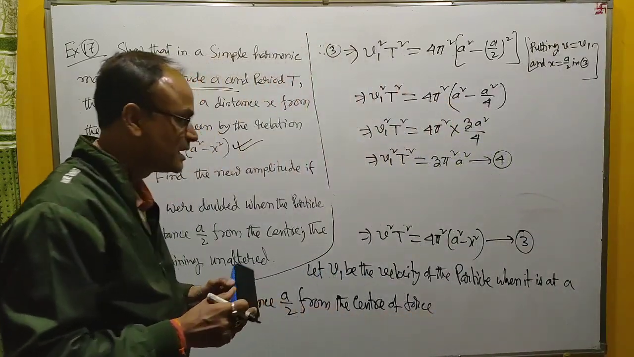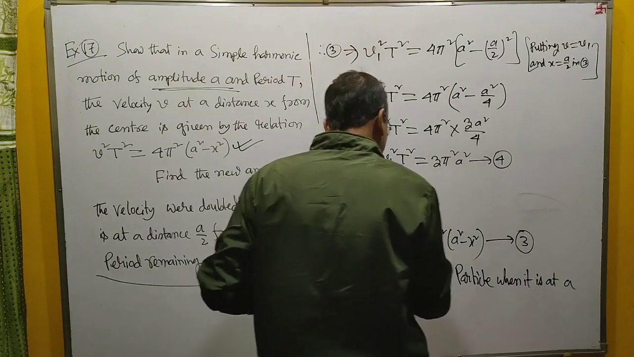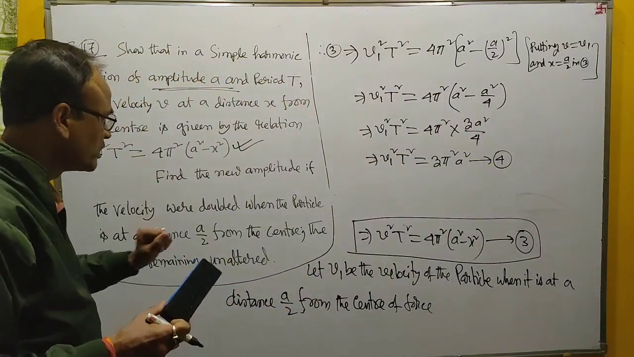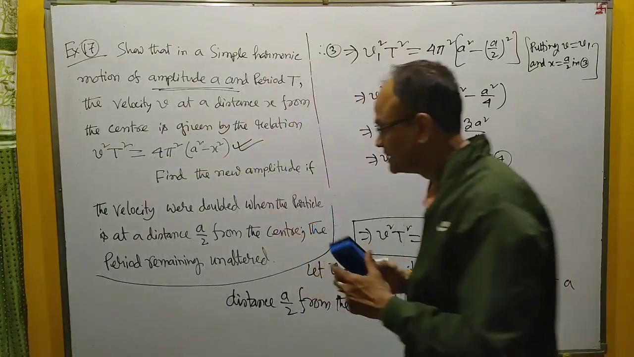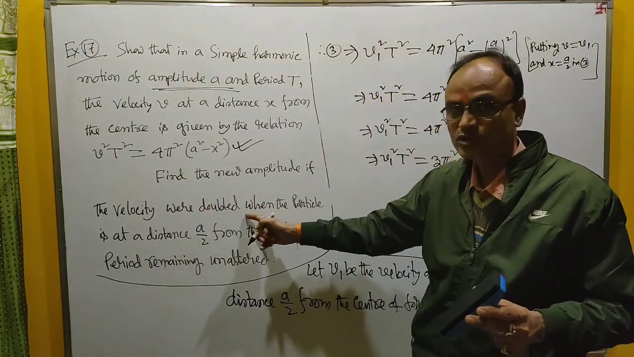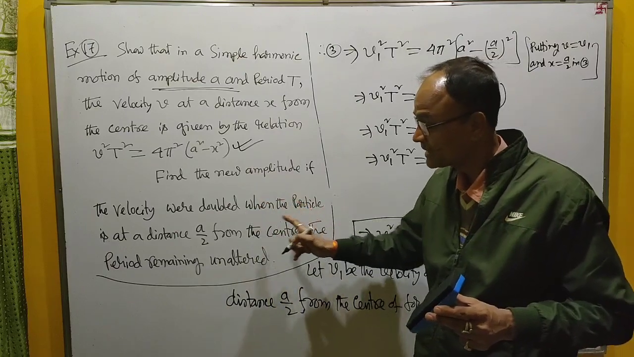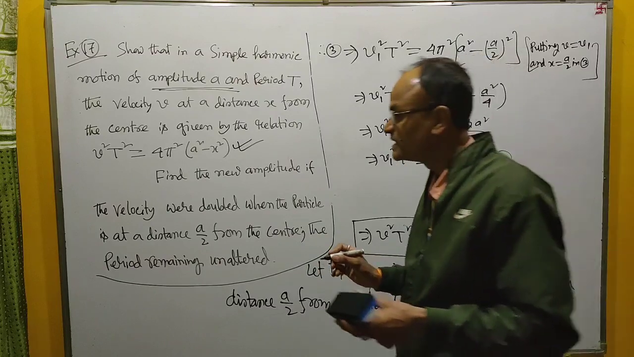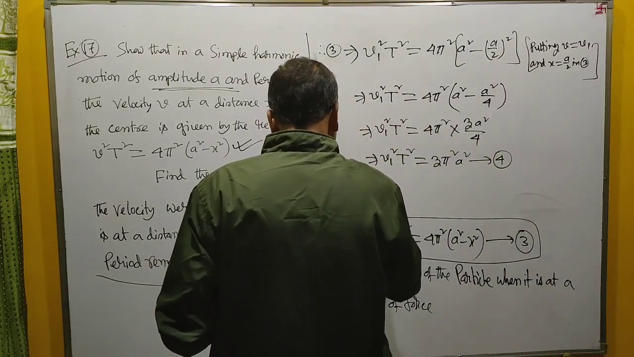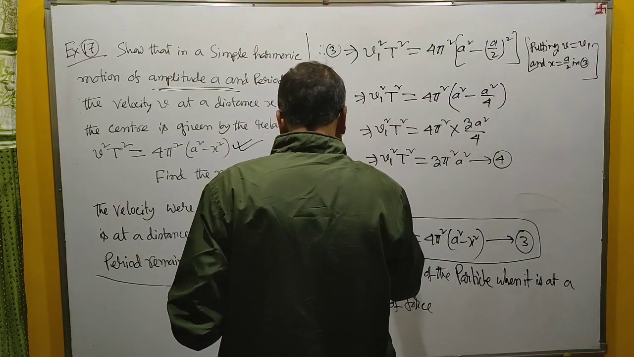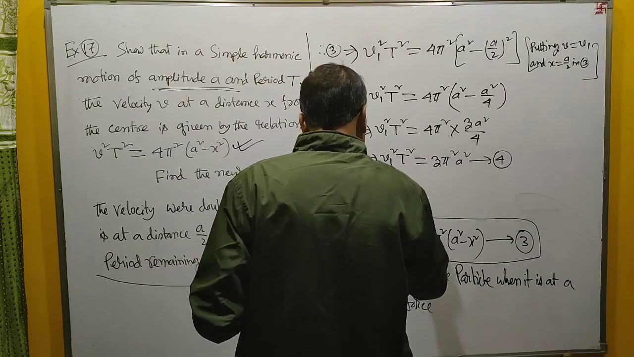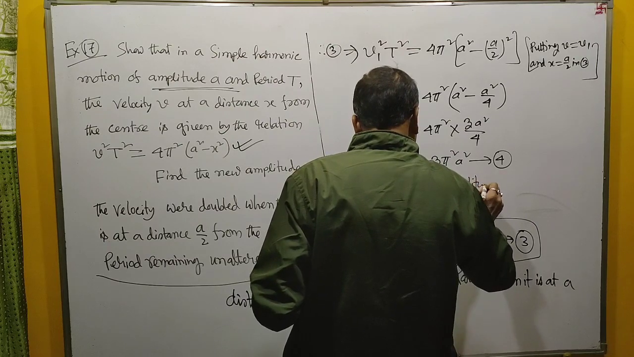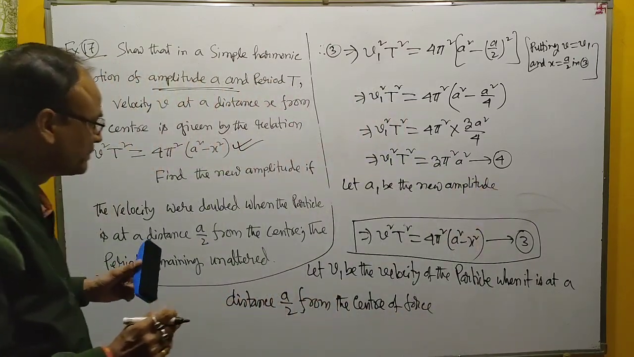Now, this relation will be required later on. See the question: find the new amplitude if the velocity were doubled when the particle is at a distance a by 2 from the center of force. Let A1 be the new amplitude.